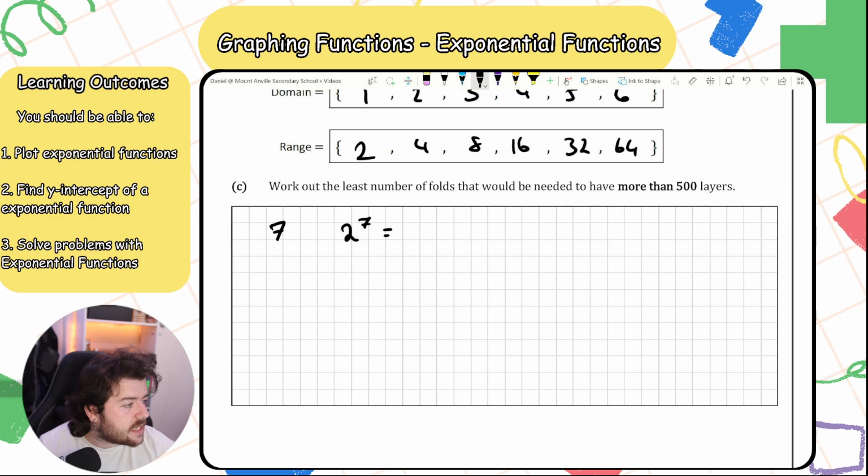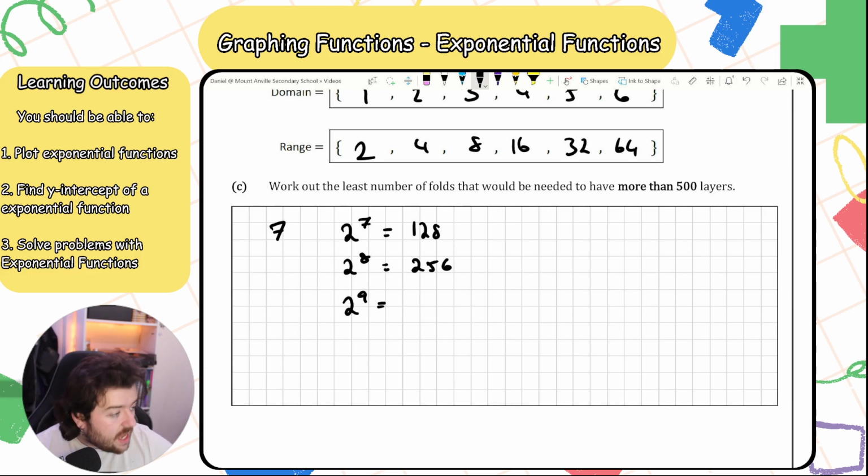It is 64 times 2, 128. That's after 7 folds. The 8 folds would be 2 to the power of 8, that's going to be 256. Then after 9 folds, it is going to be 512. So work out the least number of folds that would be needed to have more than 500 layers.